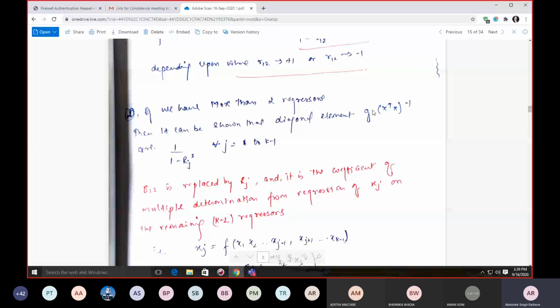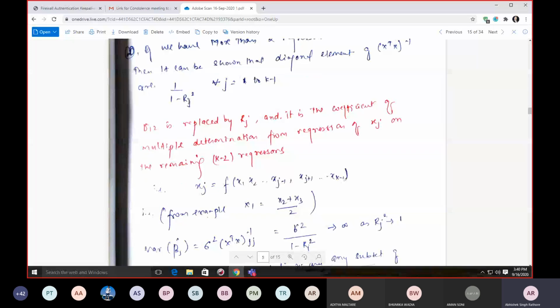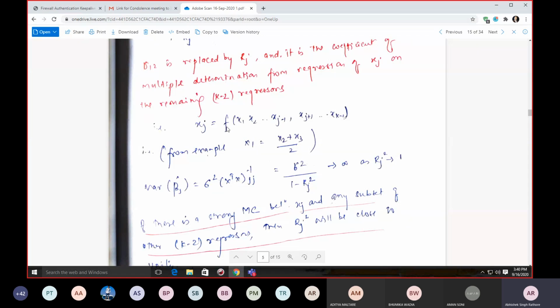So it will just be 1 upon 1 minus rj square. This j value is moving, it can range from 1 to k minus 1. So we can replace our r12 by just rj, which is the coefficient of multiple determination instead of the simple regression variable. So your xj is just a function of x1, x2, xj minus 1, xj plus 1, up to xk minus 1.